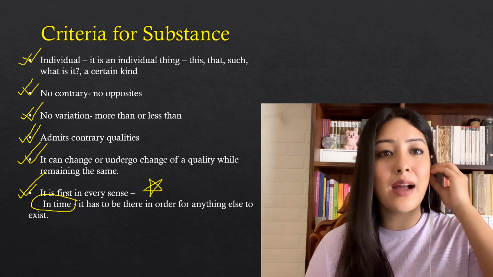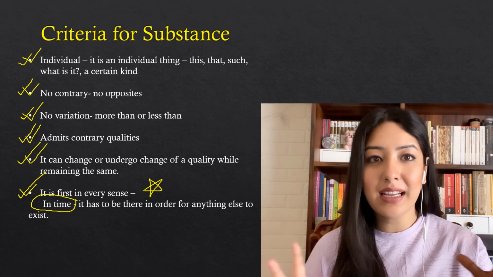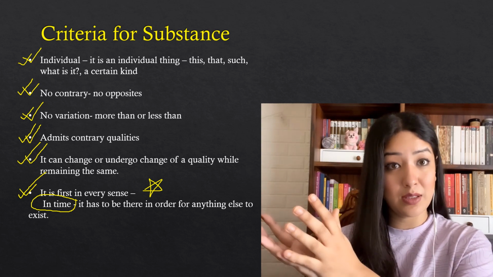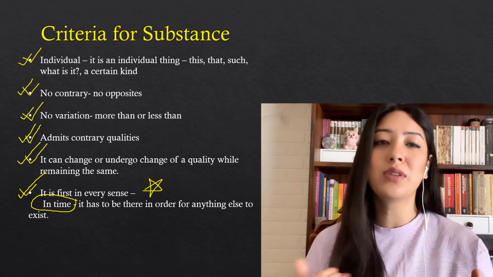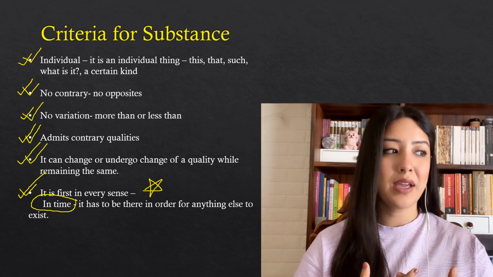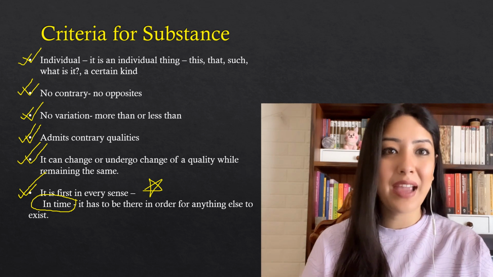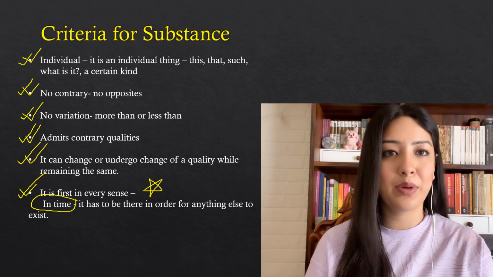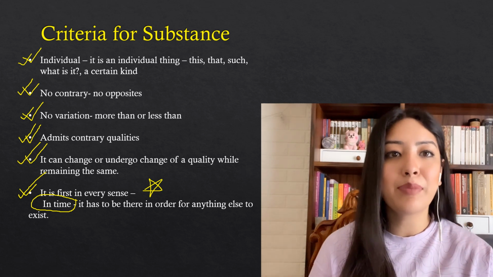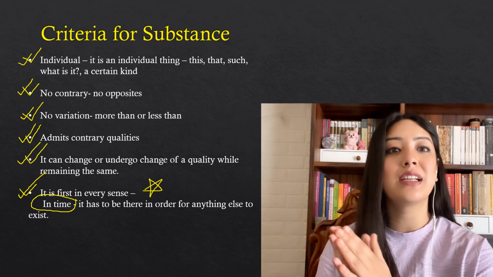So the substance is the first in time. That is, whatever we see around us is associated to a substance. Now you can go home and actually do this. You can sit and think: whatever we see around us, what do we actually associate it to? I'll say a lamp. You'll know a lamp is a lamp because it's associated with light, with the bulb, with something.